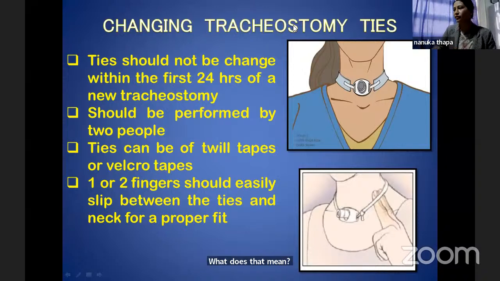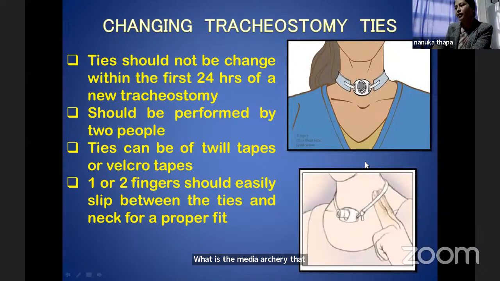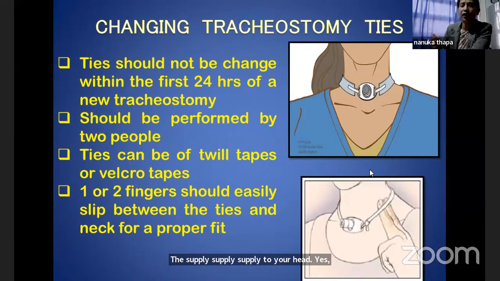Prevent tightness. Yes, to avoid skin irritation. And what else? What is the major artery that goes to your head, that supplies blood to your head? Yes. So if it is too tight, what will happen? It will prevent the blood supply to the brain. Okay. So that's why it should not be too tight.